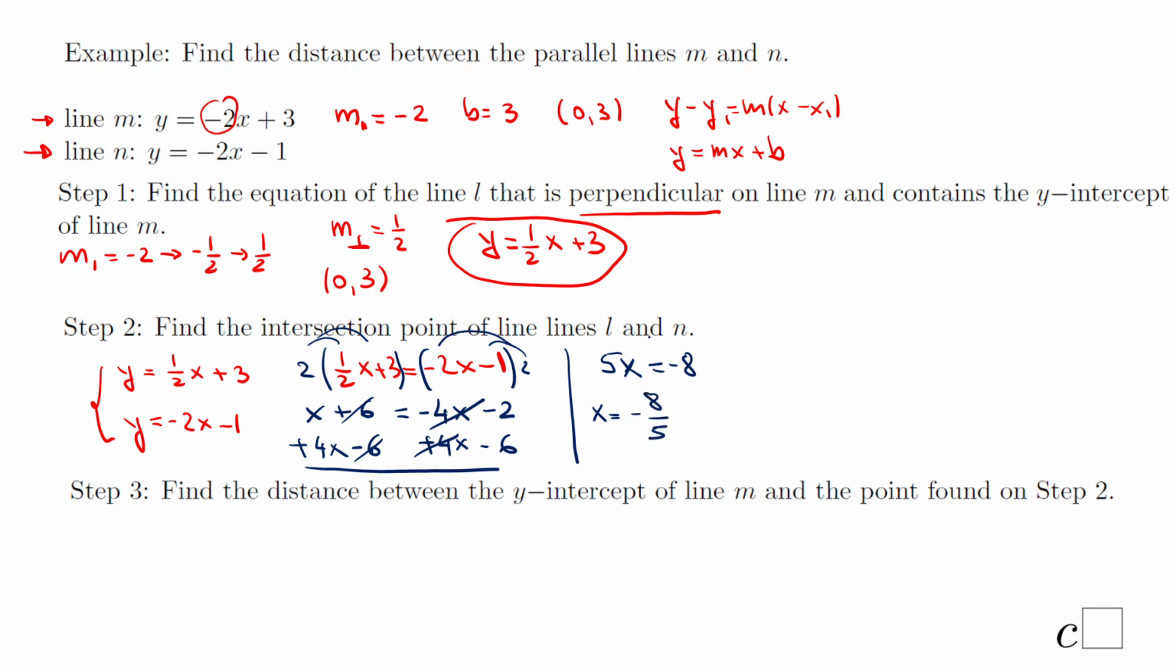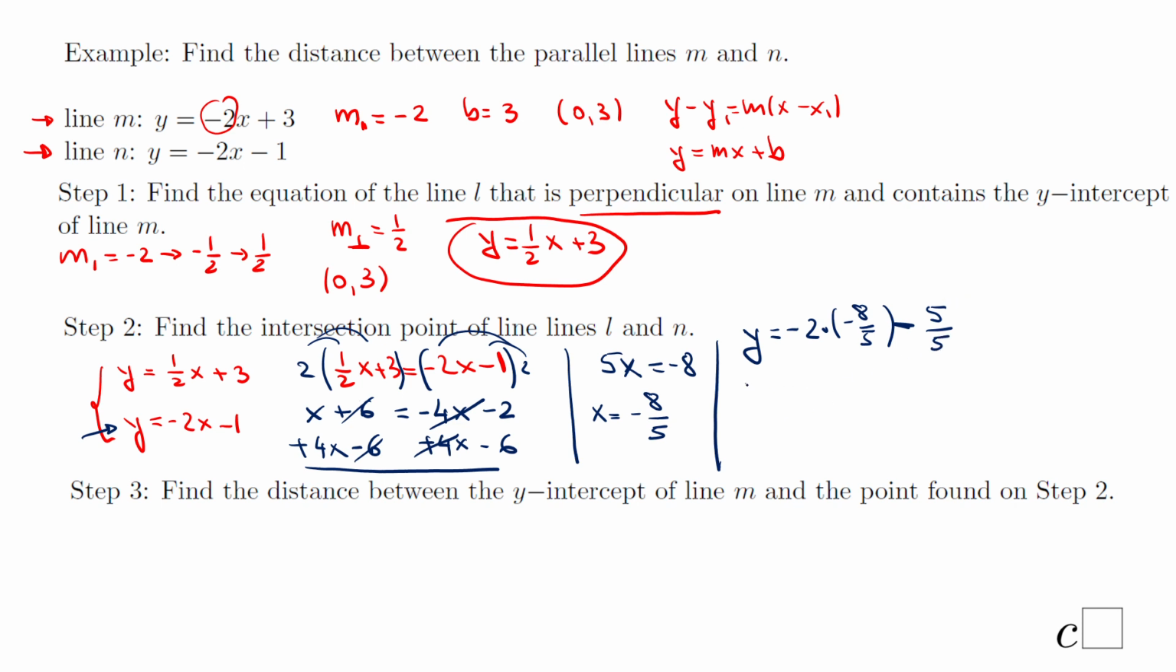Now we can move and find the y coordinate. For the y coordinate, I think I prefer to use this second one because we don't have a fraction, and that will be negative 2 times negative 8 over 5 minus 1. This one here, I will say it's 5 over 5. It would be better to work with this fraction.